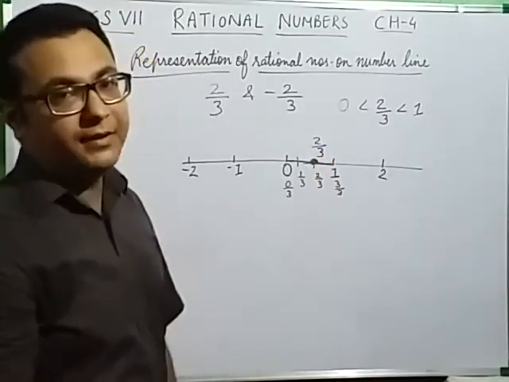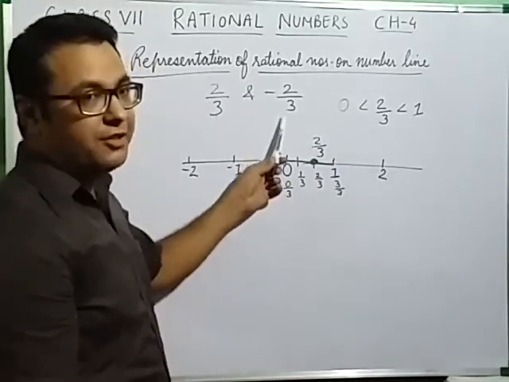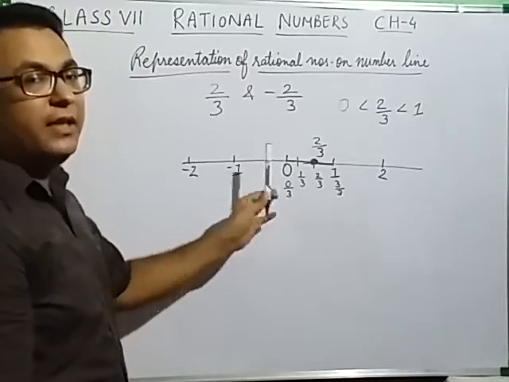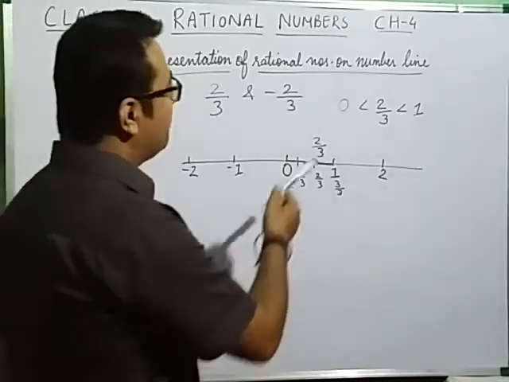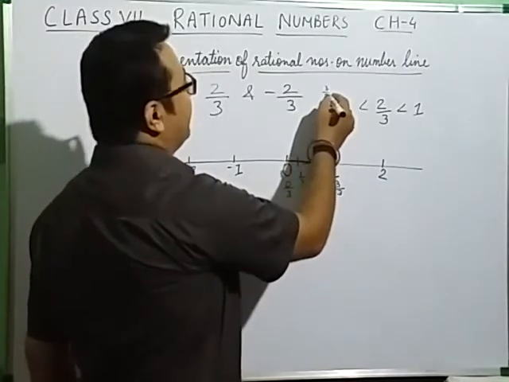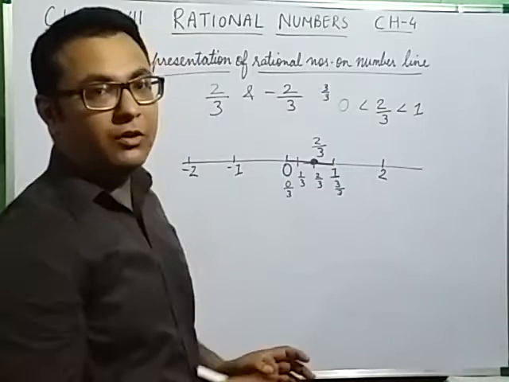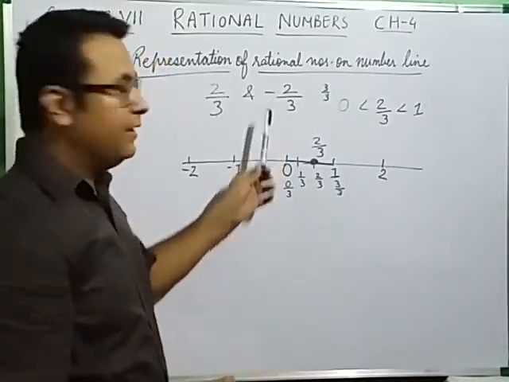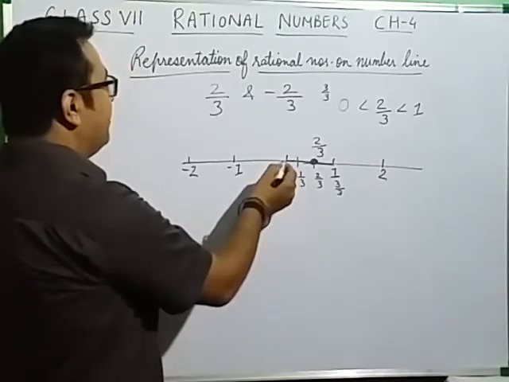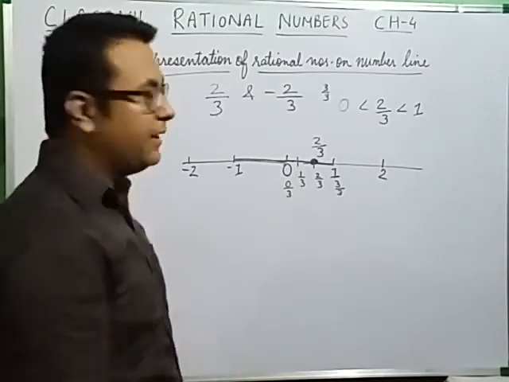Similarly, let us represent minus 2 upon 3. As minus 2 upon 3 is a negative rational number, it will lie on the left hand side of 0. Now, if the question would have been minus 3 upon 3, it is equal to minus 1, but it is minus 2 upon 3, so it will lie between 0 and minus 1.